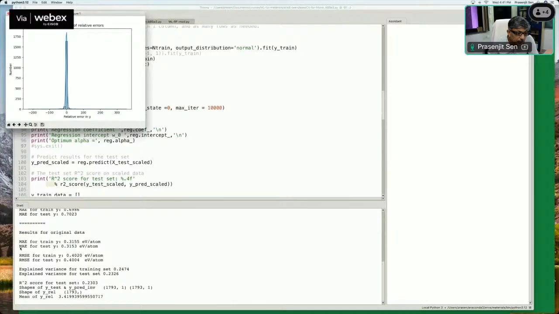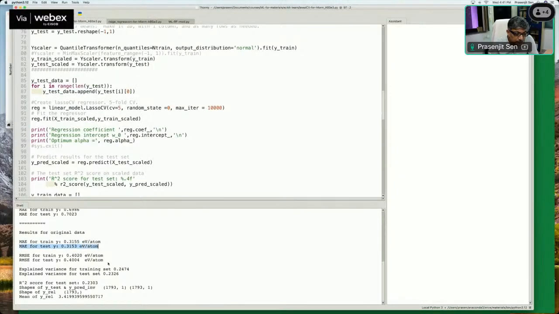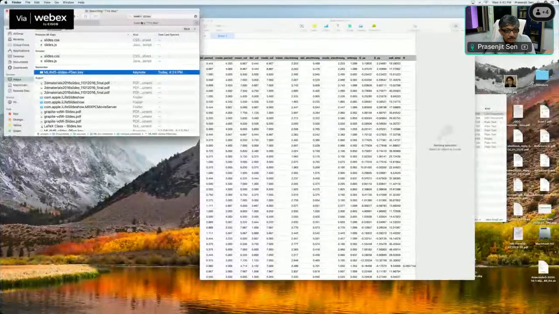The mean absolute error in the formation energy prediction is again 0.315 eV per atom, but the R2 score is still pretty poor. Last time we got a number like 0.21, and this time we got 0.23. These are not acceptable values. Okay, fine, so that is lasso. As I said, probably I should have explained this earlier, but nevertheless, we'll do it now: what is called ridge regression.